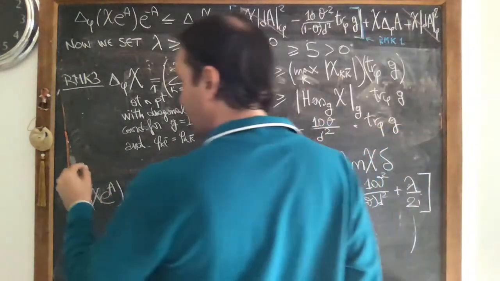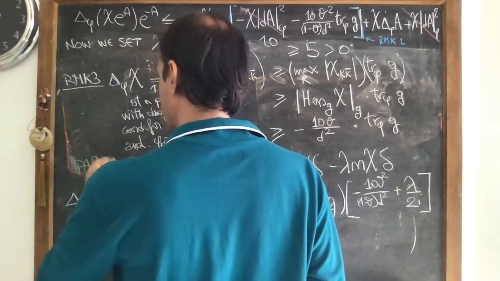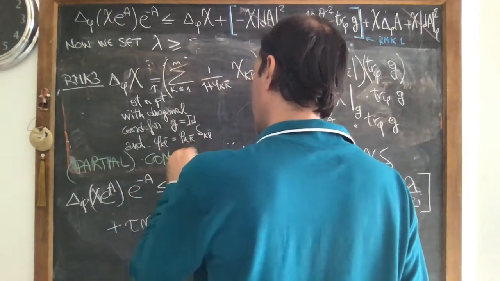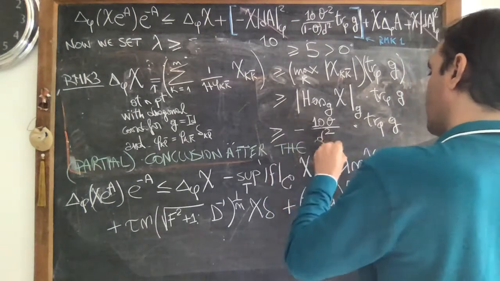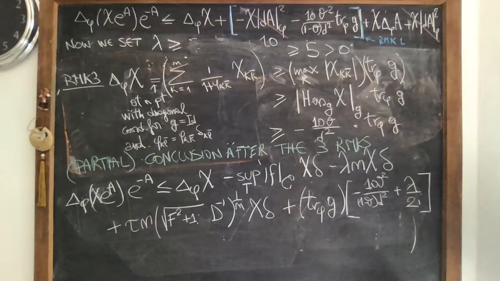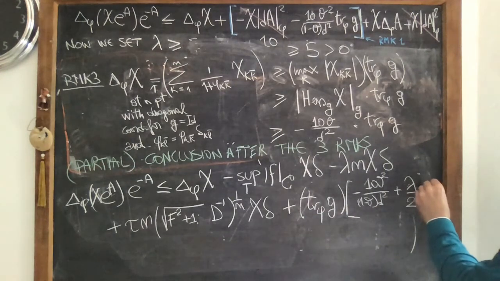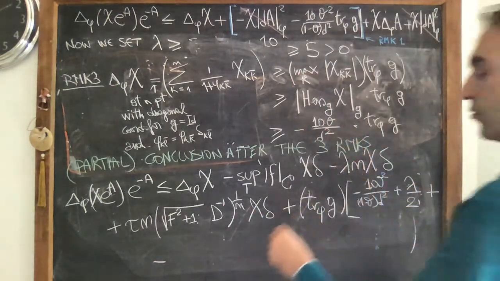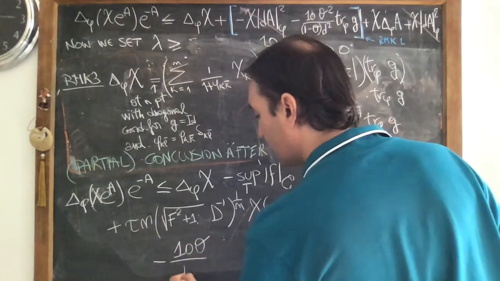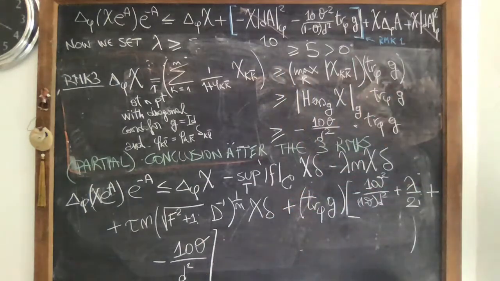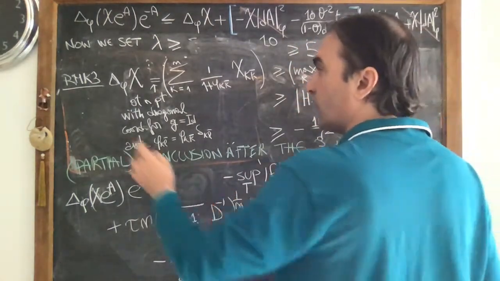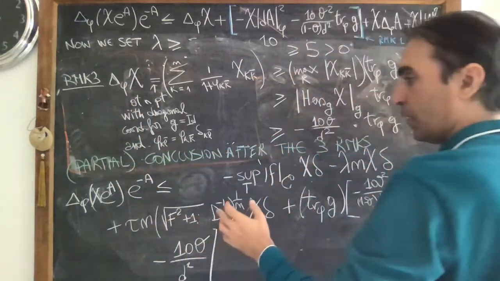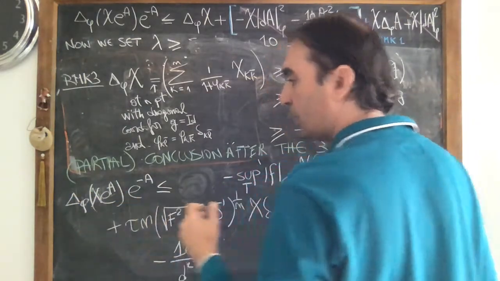So, conclusion, partial conclusion. The three remarks. We only have to add over here minus 10 times theta over d square. And this is the estimate, and of course here we erase this from the remark number 3. We arrive to a form where there are derivatives only on the left hand side.